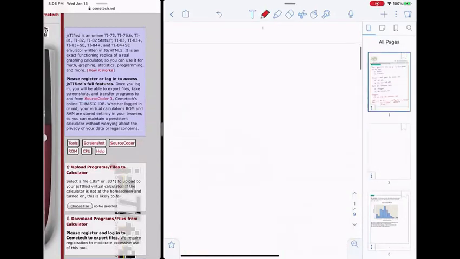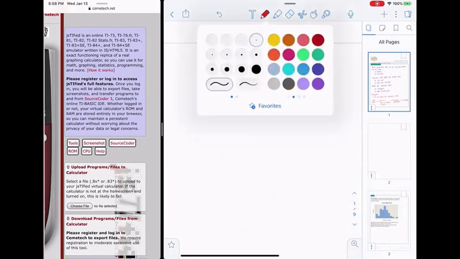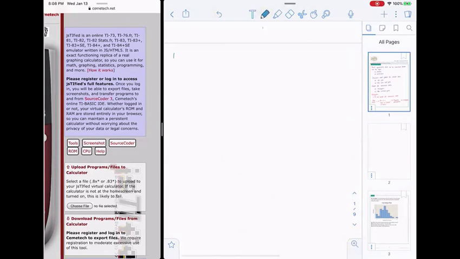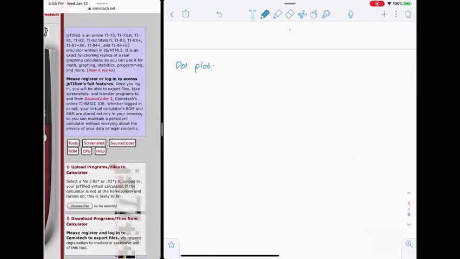So I'm going to start with a sample. We will look at the dot plot and the stem and leaf plot first, and then we can talk about the histogram. So let's consider a sample below.